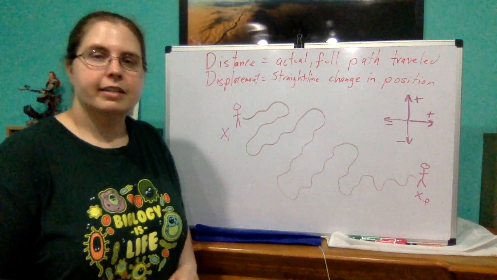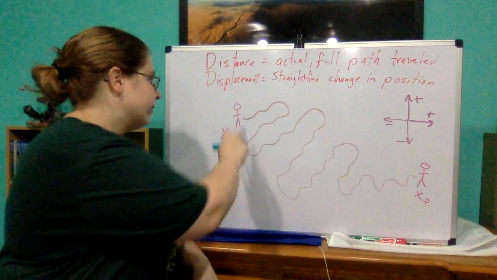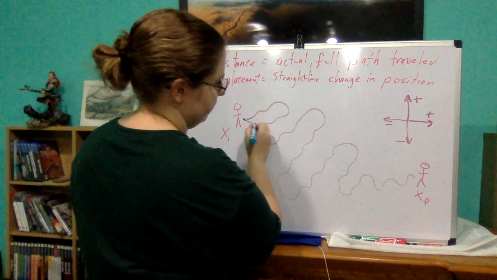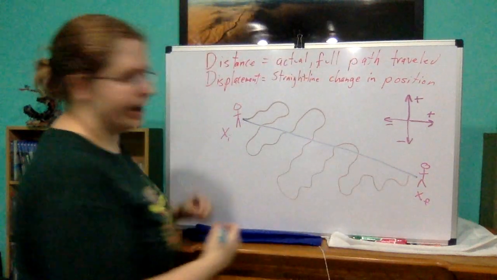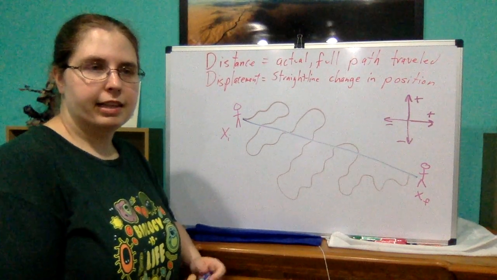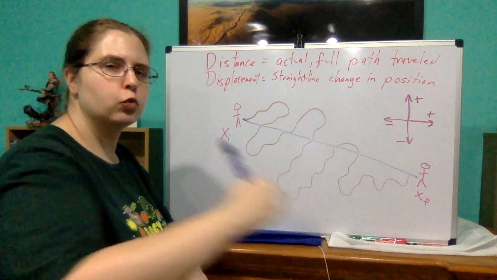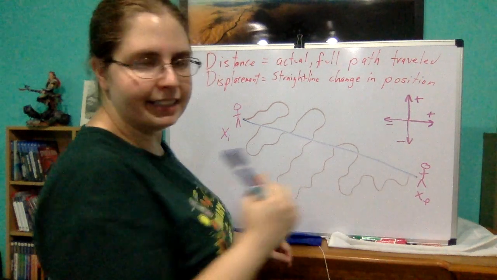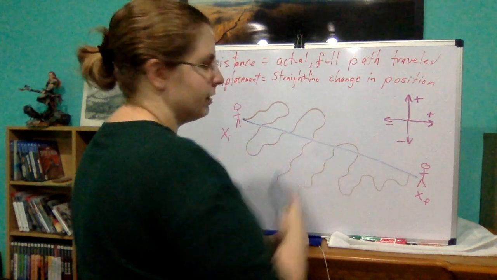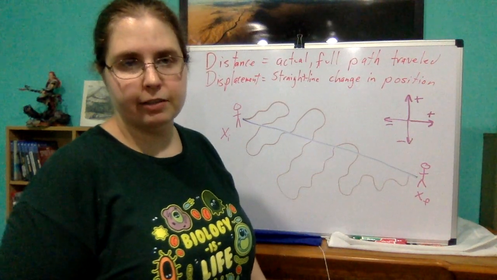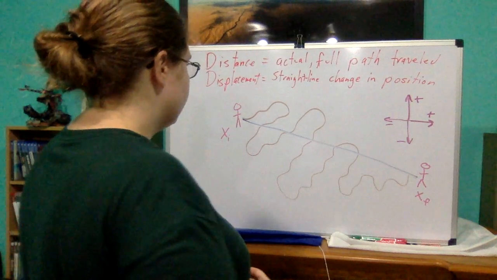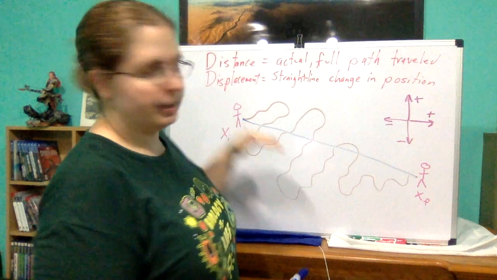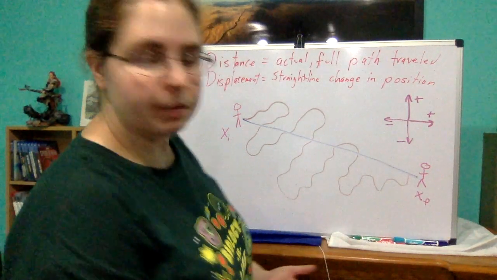Displacement, on the other hand, is the straight line change in position. Meaning, if you start here and you end there, your change in position would be that. So that blue line represents the displacement. It's looking at where you end up relative to where you started. So in this case, I end up, let's say, slightly southeast from the starting position, and that blue line, whatever the value of that is, would be the displacement. So distance, full path; displacement, the change in position as a straight line. All right, let's do some examples.